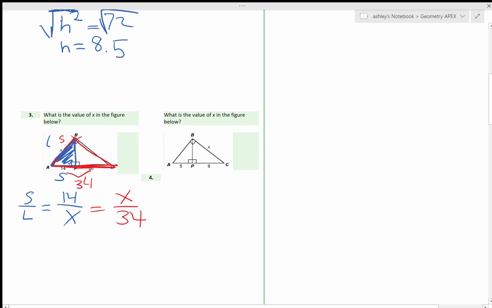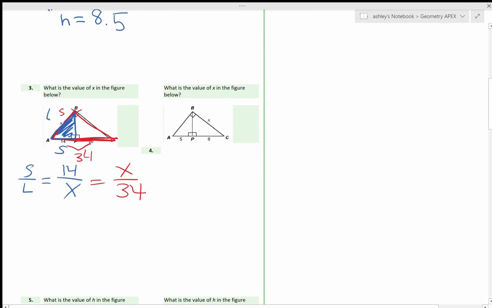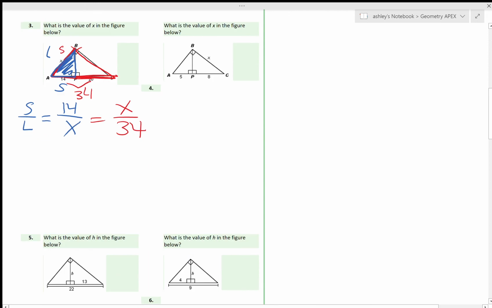And now you should have a problem that you can cross multiply and solve that out, just like we did before. Number 4 is a similar type of setup, so you can go ahead and try that problem. Solve 3 the rest of the way out, cross multiply, use your square root button, and then try number 4.